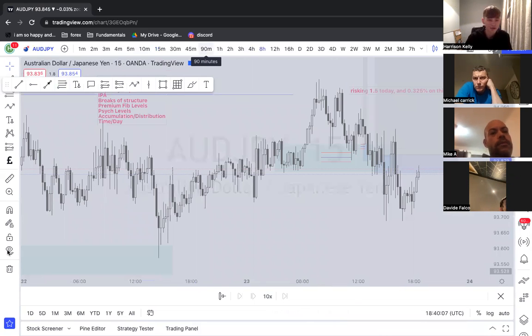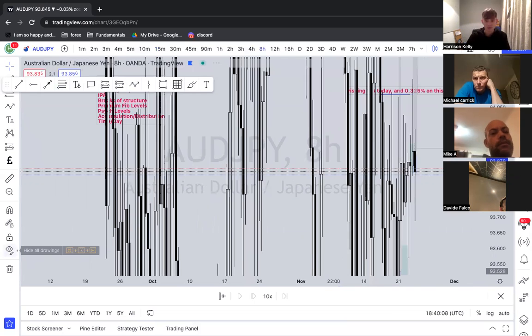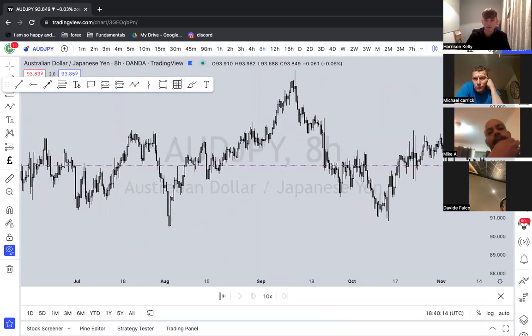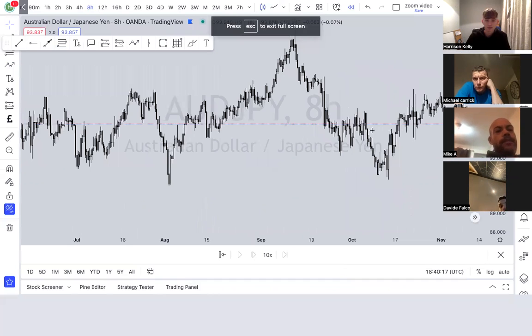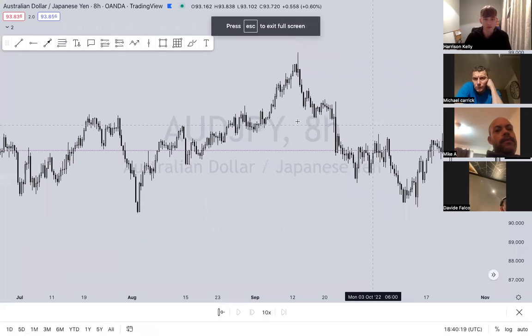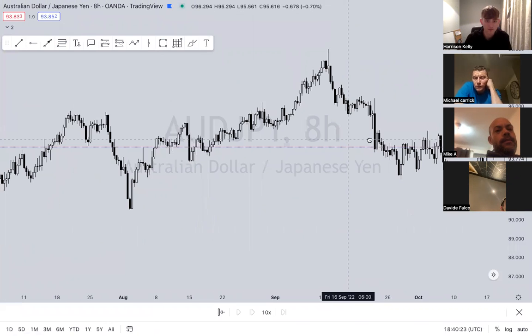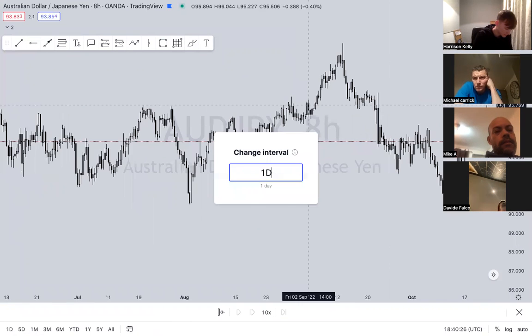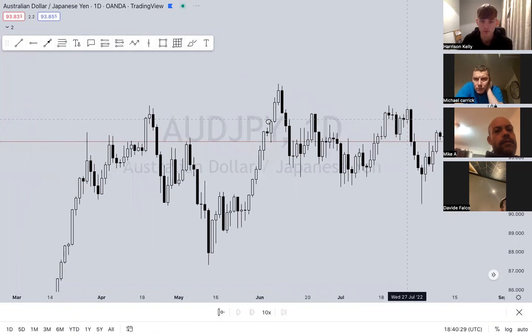So I was looking at this so long ago. It's a shame you can't zoom in, but I'll tell you what, I'll go on the daily first so I can get all the candles on the screen.